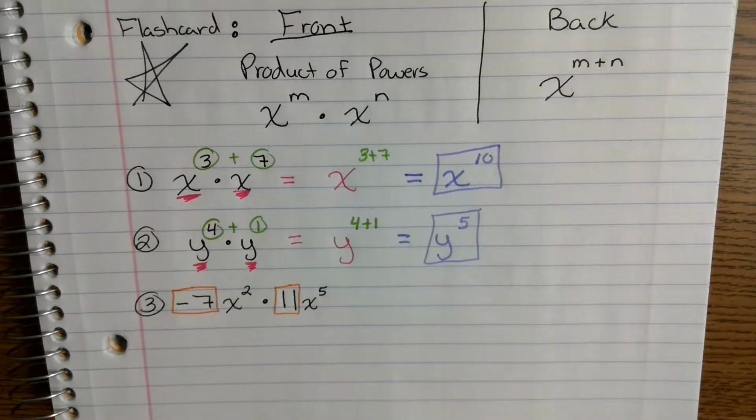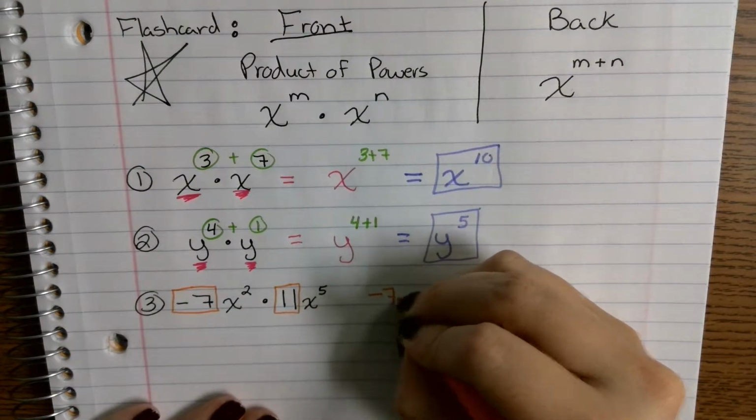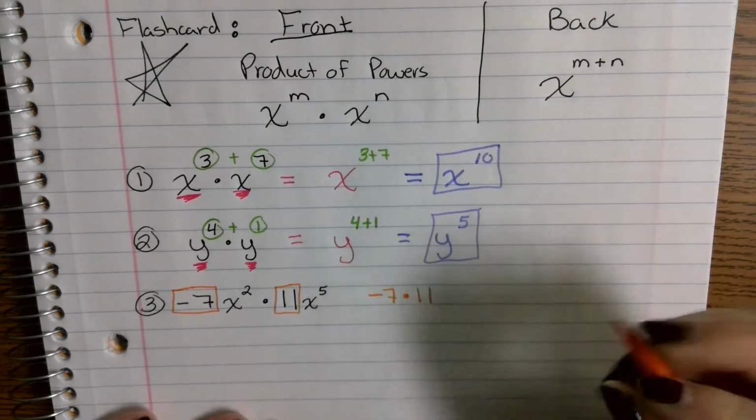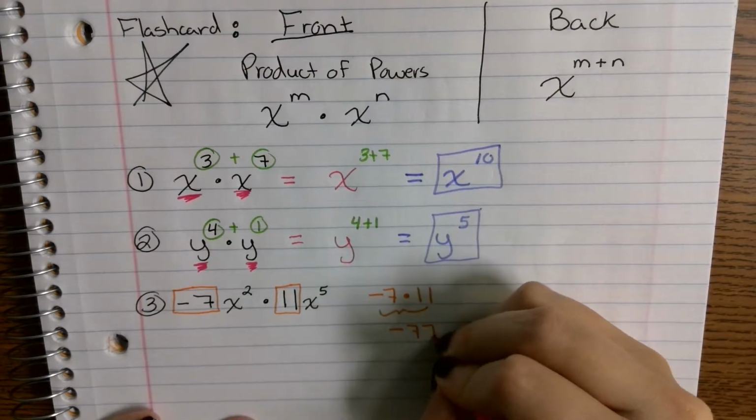When I ask you to simplify an expression, in these cases now, because you're going to have numbers and variables, you're going to simplify your numbers as far as you can. No more exponents for your numbers, only exponents for your variables when I say simplifying your expression. So we can actually do negative 7 times 11, and that's going to give us negative 77.